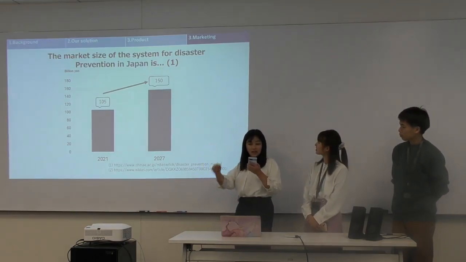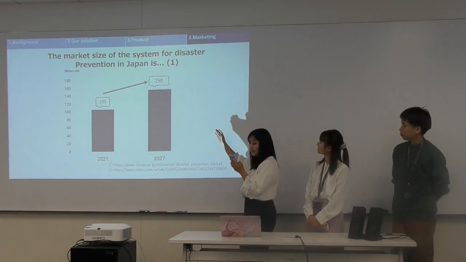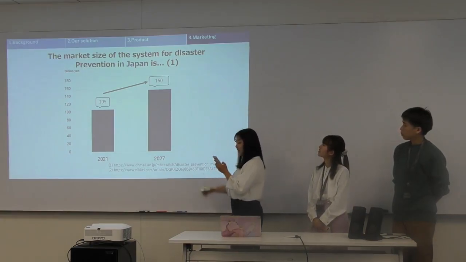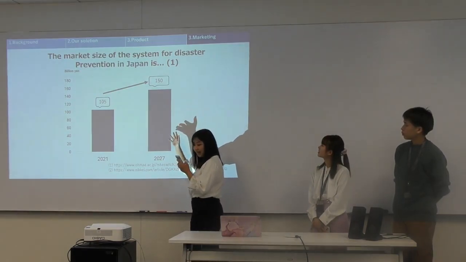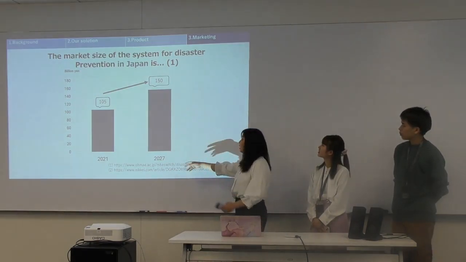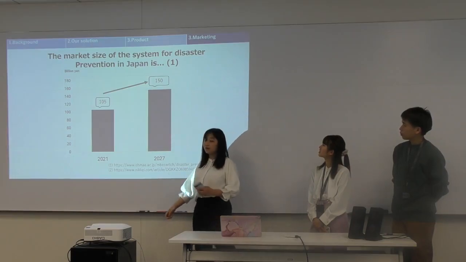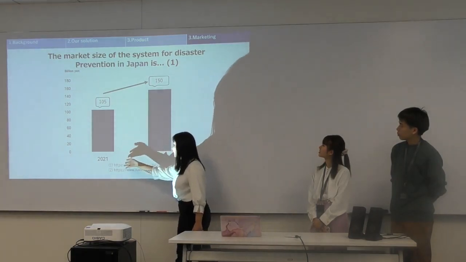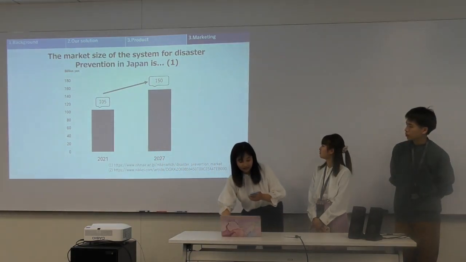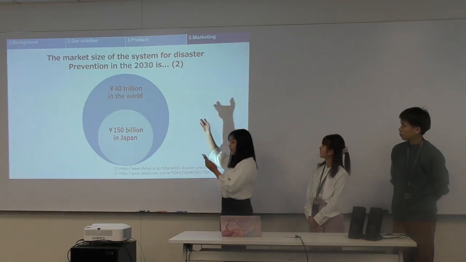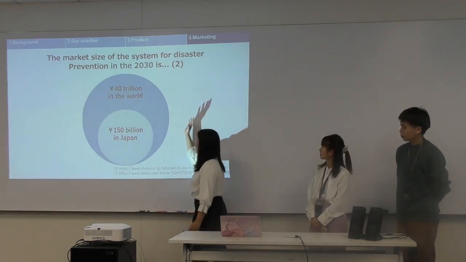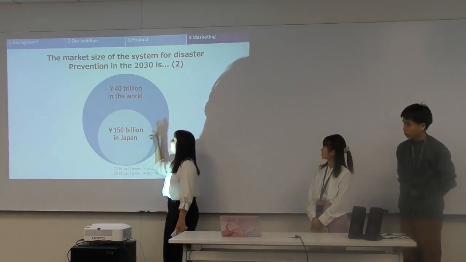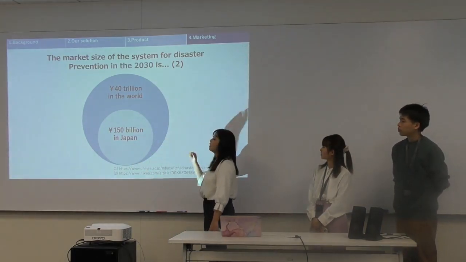So we will introduce the expected expansion of the market for disaster prevention systems. In Japan, the market for disaster prevention systems is expected to increase 1.4 times in 6 years, from 2021 to 2027. And moreover, the entire global market is expected to be 40 trillion yen in 2030.